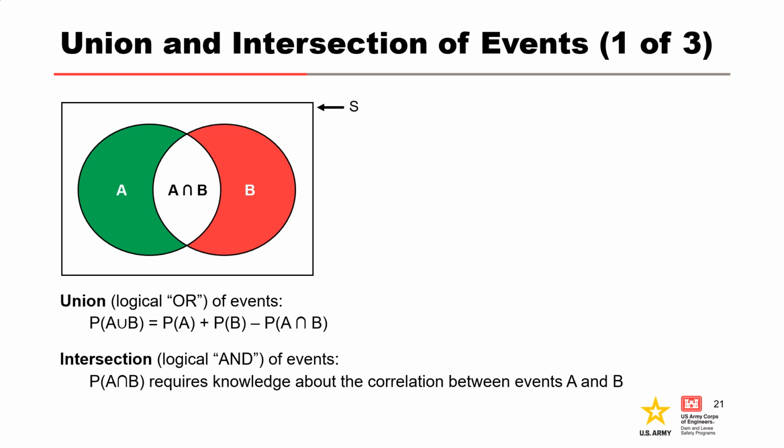Breach can occur by failure mode A or by failure mode B, or theoretically by both A and B at the same time. The union equation shown here is for 2 events and is pretty simple, but it gets more complicated when there are more than 2 events. While union is synonymous with or, intersection is synonymous with and. It represents the portion where circles for events A and B intersect and overlap. The probability of intersection is the probability of both A and B occurring at the same time. Evaluation of this probability requires some knowledge about the correlation between events A and B.